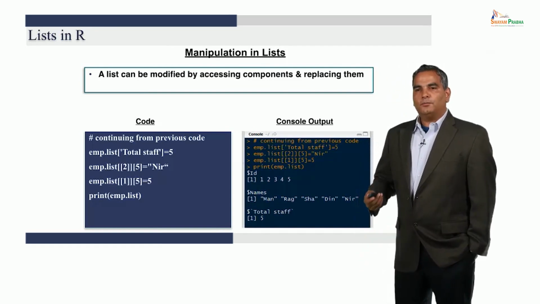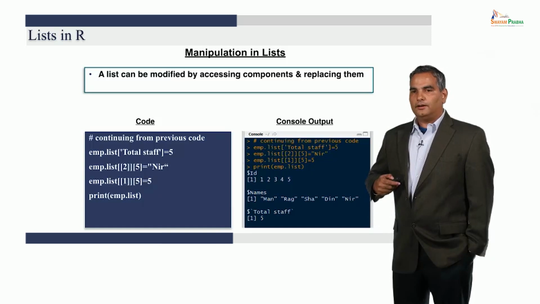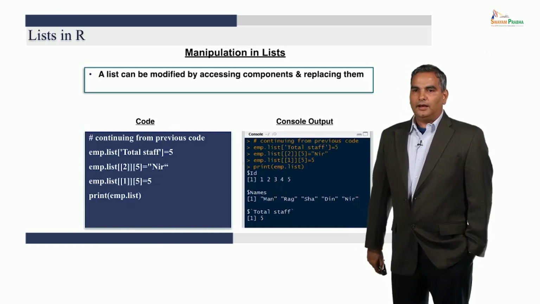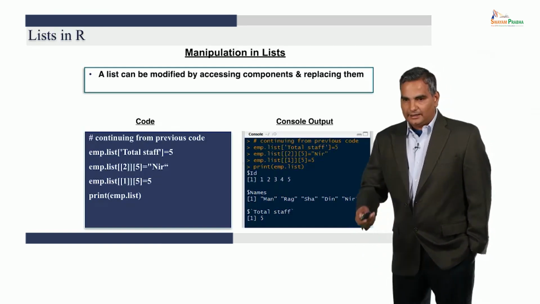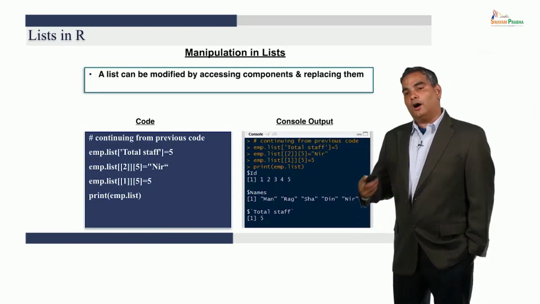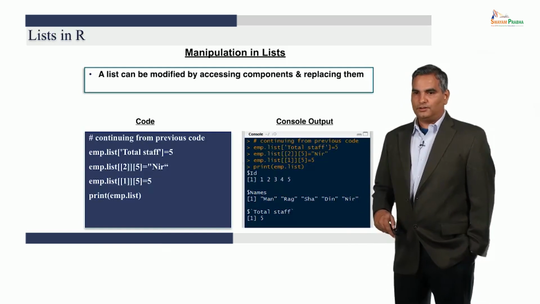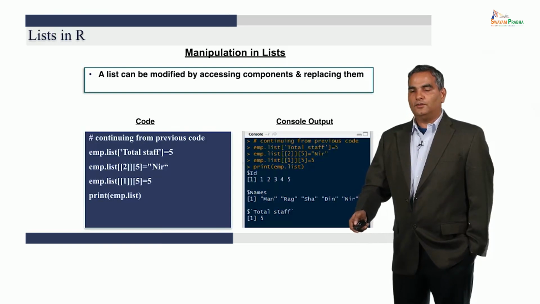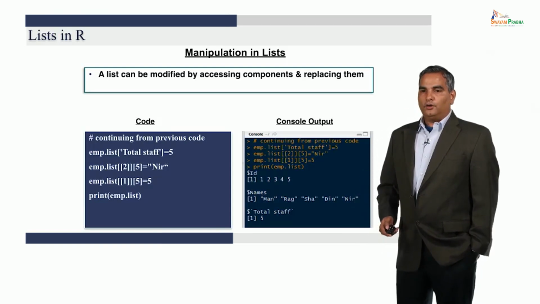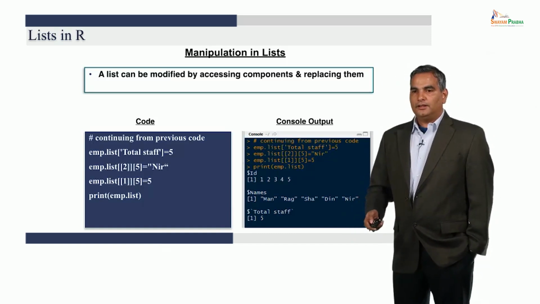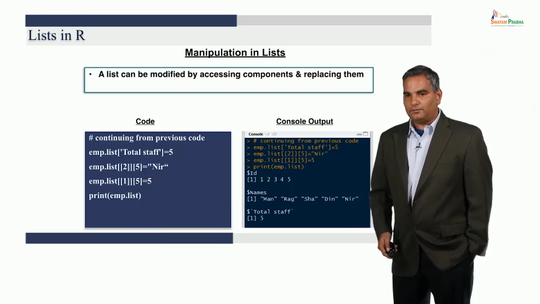Now you can also manipulate these lists. So once you define a list, you can also modify it by accessing components and replacing them. For example, you can add more components to already defined objects. You can add more objects to the already defined list and so on. So in this case, we are adding another object to emp.list, which is total staff equal to 5. We could also add more names. So initially in our list we had only 4 names. Now we are adding a 5th name, which is emp.list[[2]][5], which is a new name that we are adding, and so on.